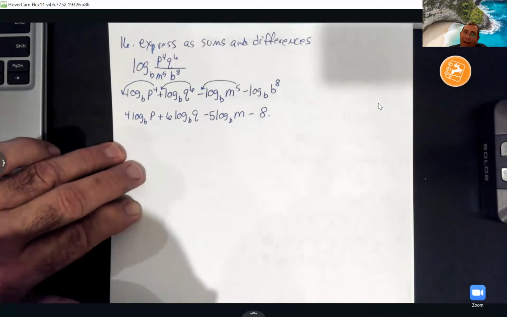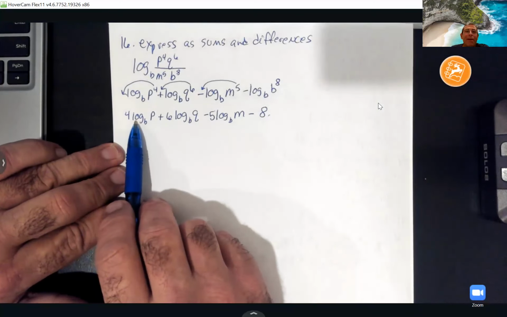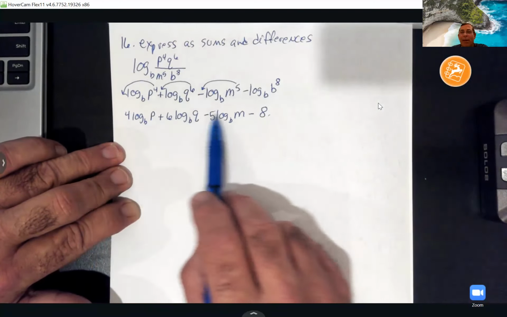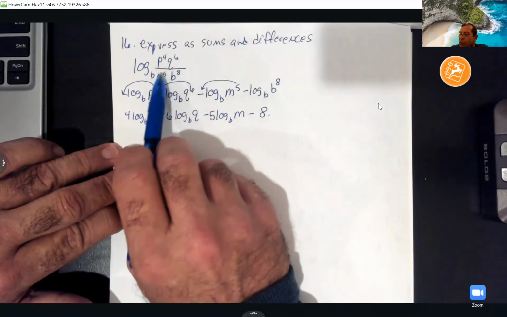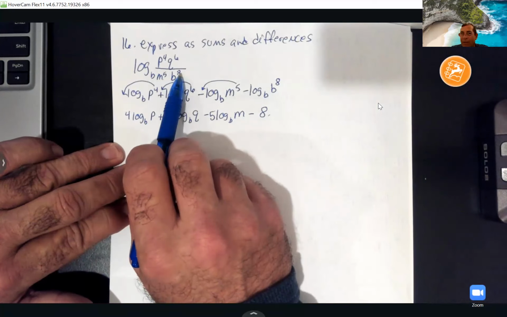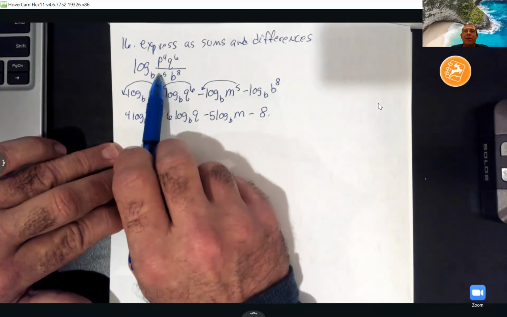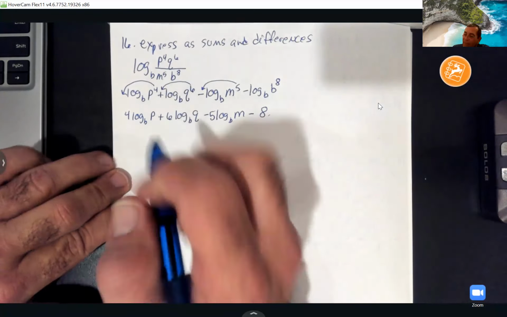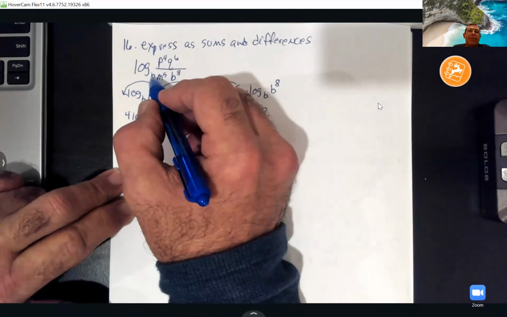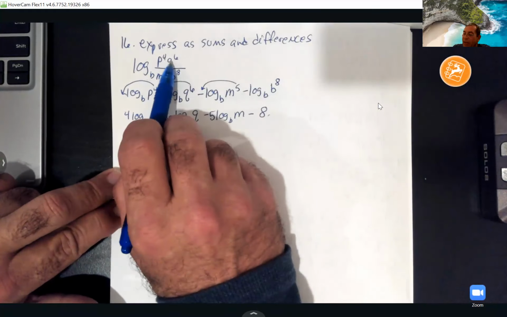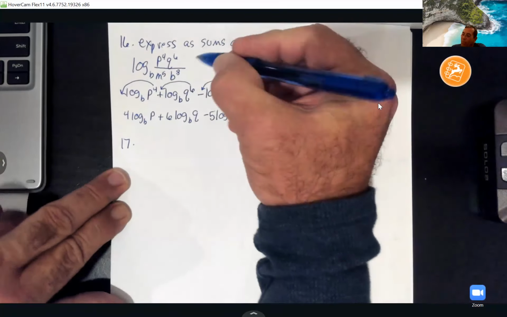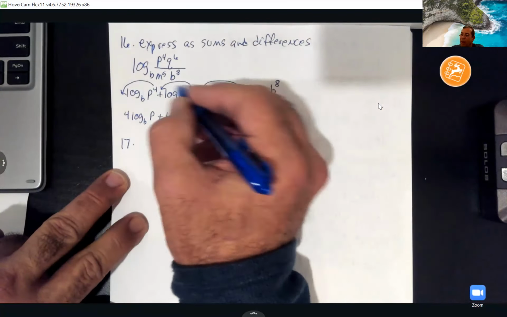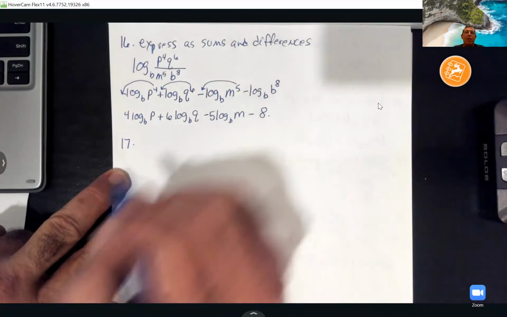So y'all, here's the thing. Your problem will be just like mine. The only thing they're going to change are those 4 exponents. That's all they ever change. I think even the base is the same every time, and it uses P, Q, M, and B every time. So mark that just like we did. Positive on top, negative on bottom.